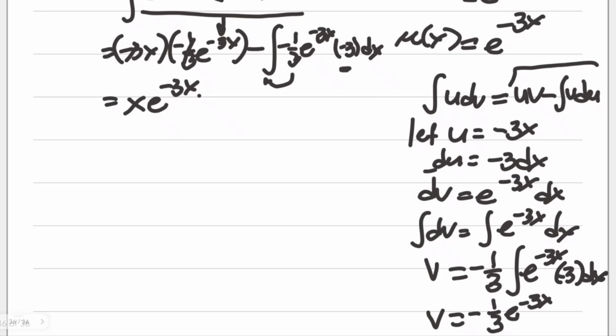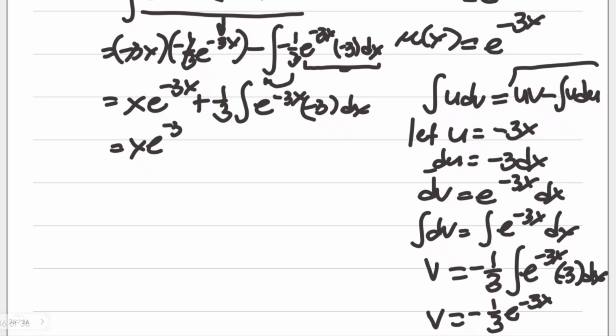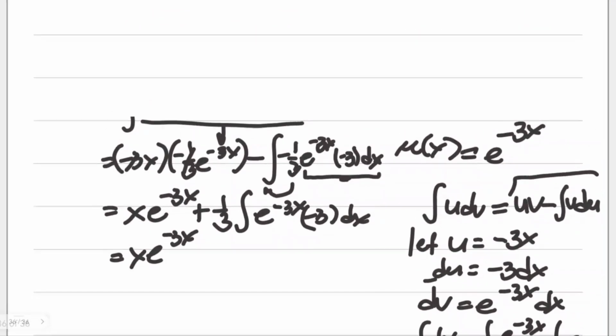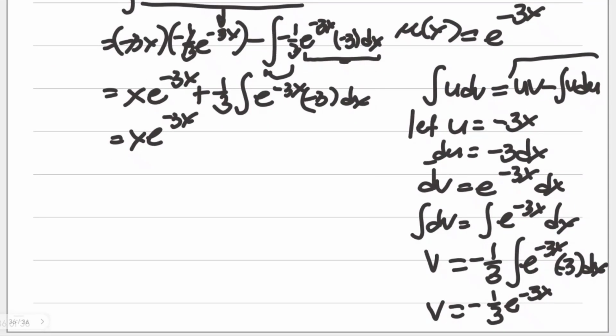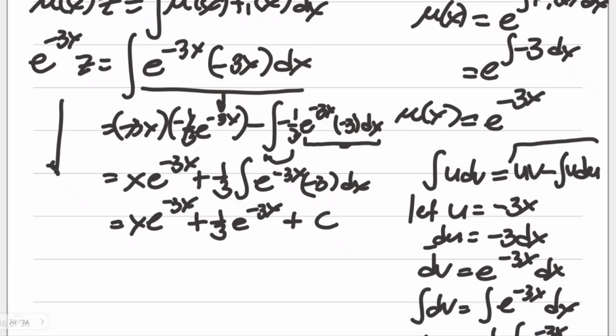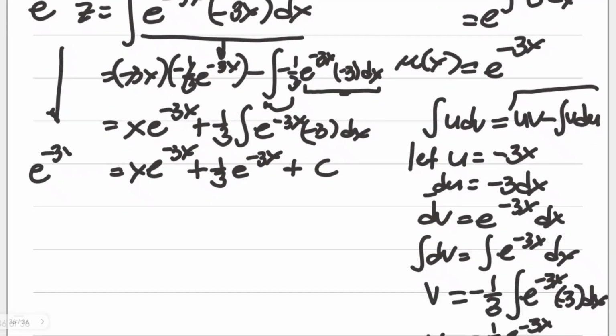You will have, again, plus 1/3 now as you take out negative 1/3. And this remaining will be integrable now. So you have e to the power of negative 3x, negative 3 dx. So you have x e to the power of negative 3x. Pardon me if I might be using another sheet for this. So plus 1/3 e to the power of negative 3x plus c. This is equal to this expression, e to the power of negative 3x times z.